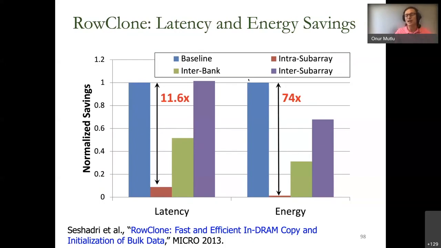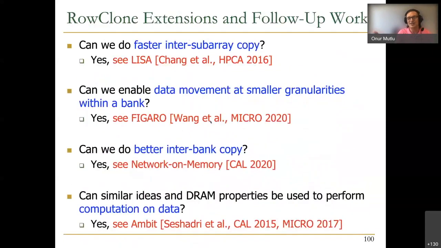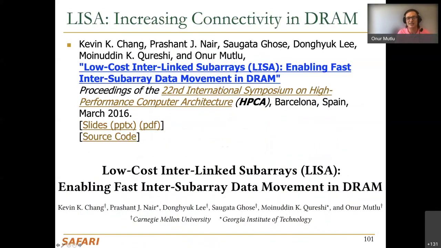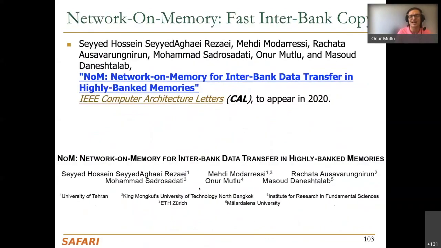And you can do this, actually, we have generalized this mechanism. I'm not going to talk about the details, but you can get similar results wherever the data resides inside the DRAM chip. And if you're interested, you can take a look at these papers that I mentioned over here. You can do faster copies. You can do small granularities, interbank. I'm going to talk about computation next, but these are the papers that you may want to take a look at if you want to see the more recent optimizations.